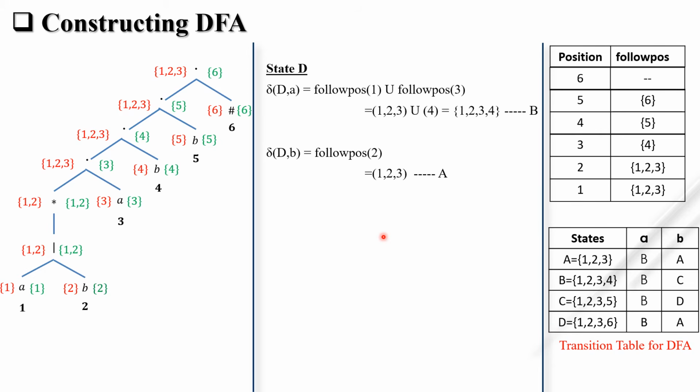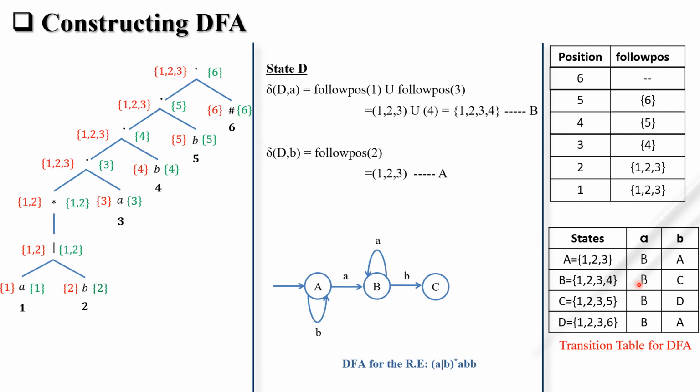So now we are going to draw a DFA. This is a transition table for DFA. So what is our starting state? A. As we already discussed, this one is our starting state, 1, 2, 3. So A of A is going to B and A of B is going to A. B of A is going to B. B of B is going to C. C of A is going to B. C of B is going to D. Now D of A is going to B and D of B is going to A.